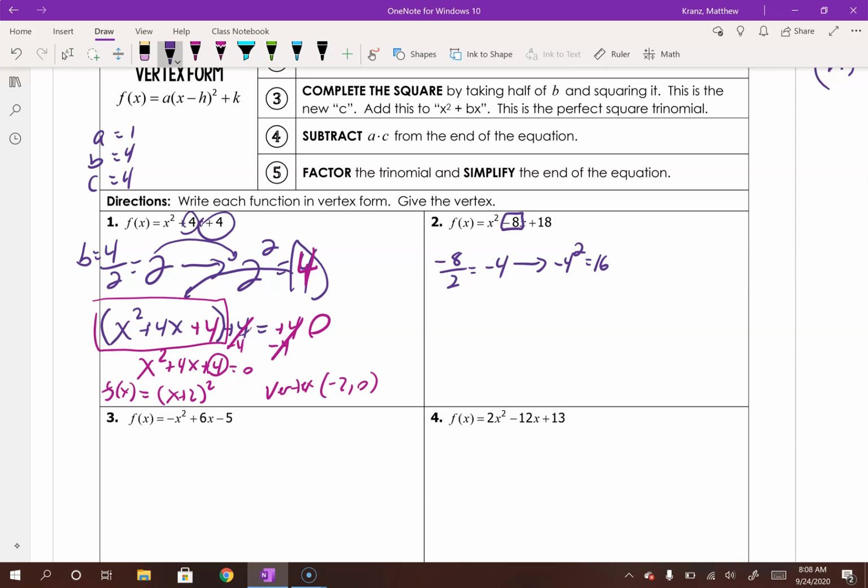So what I'm going to do is take my original equation, x squared minus 8x, and leave a little space for this 16 that I'm putting there. And I'm going to write that in a different ink color. So now I'm going to add 16 there. But since I did it on the left side, I have to do it on the right side. All right, this is standard completing the square.